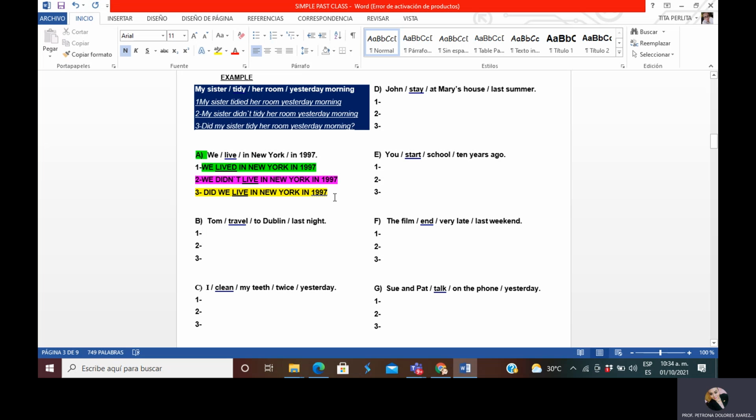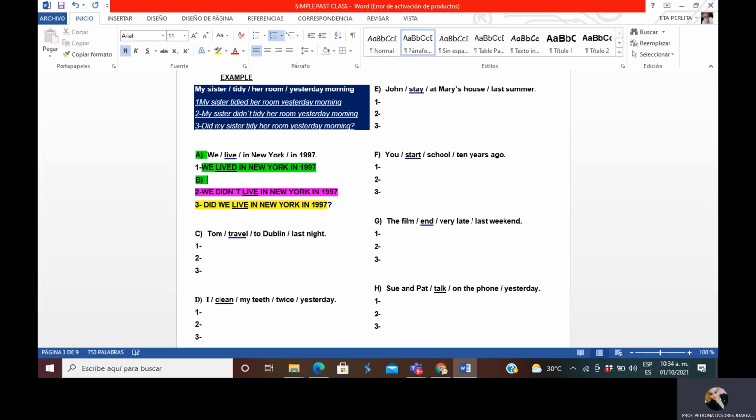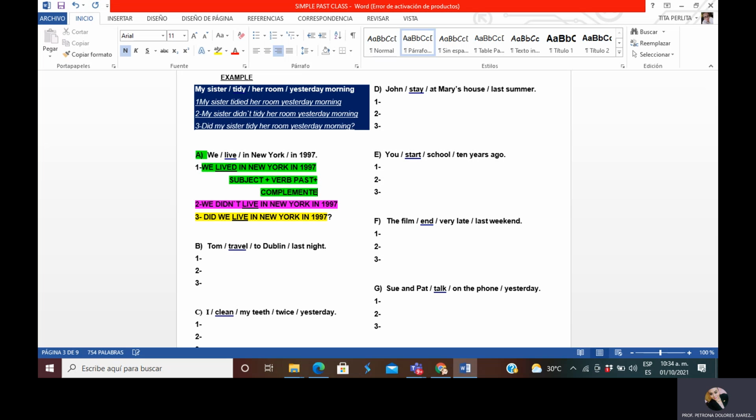And interrogative, auxiliary, subject, complement. I'm going to make a brief description here. I say subject plus bare past plus complement. This is the formula I have to follow in order to make this structure. Okay?